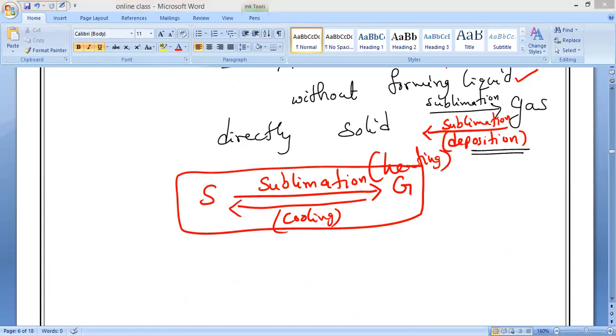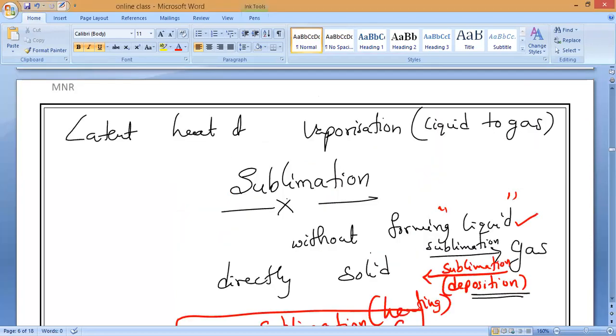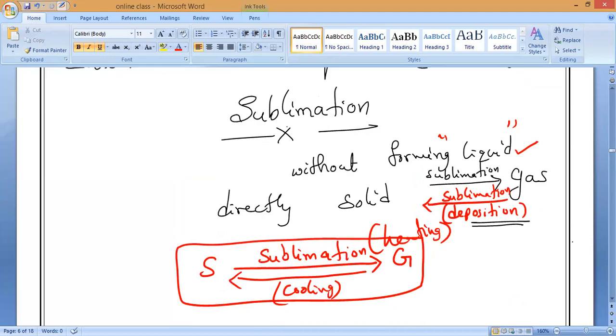The changing of a solid directly into vapors on heating, and vapors into solid on cooling, is known as sublimation. Is it okay, Hari? Ready? But gas to solid, what can we call it also? What is the perfect name? Deposition, we can say. But people consider both as sublimation only. We can use both separately also.